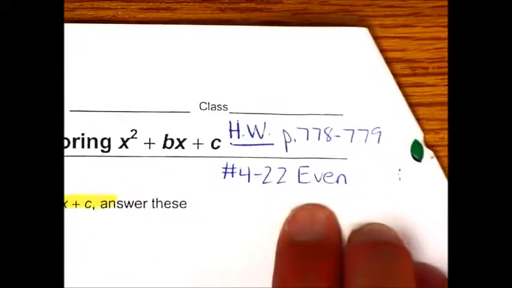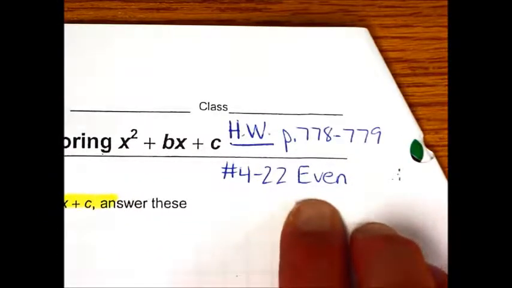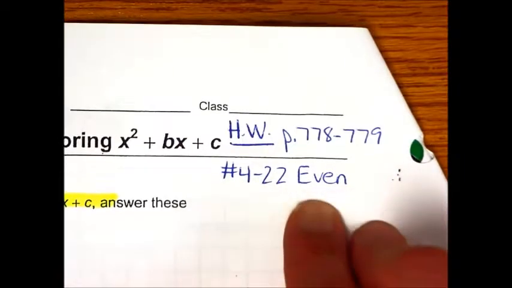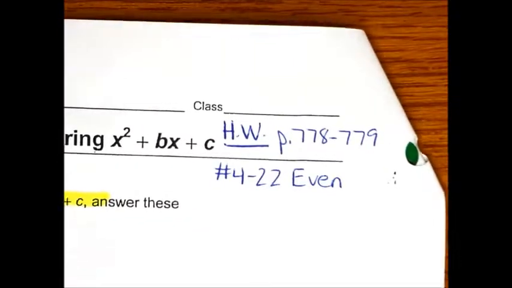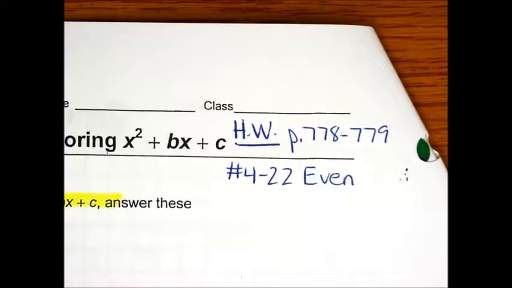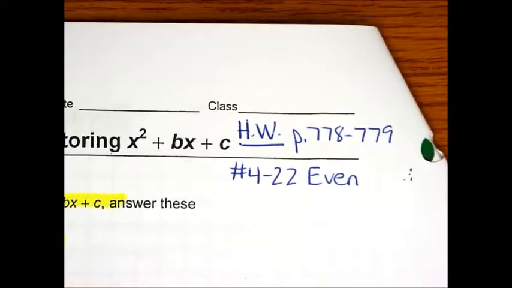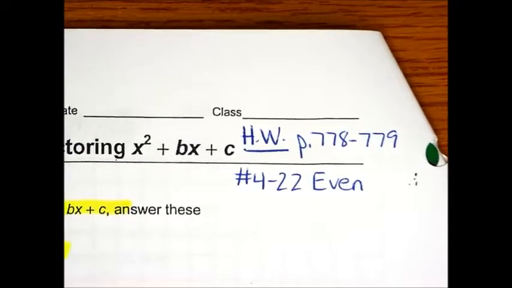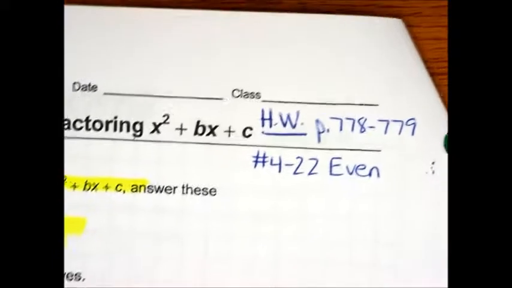So once again, homework is on pages 778 to 779, 4 through 22 even. Lots and lots of factoring, lots and lots of boxes. Pay attention to making sure it equals 0 before you try to draw the box. And we want to get amazing at factoring because we're going to use it lots and lots for the next few days. Good luck with lesson 21-1.